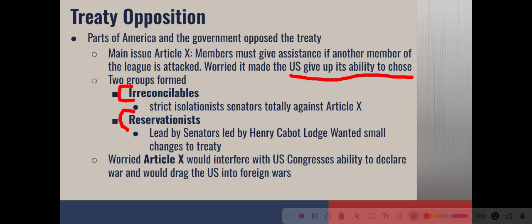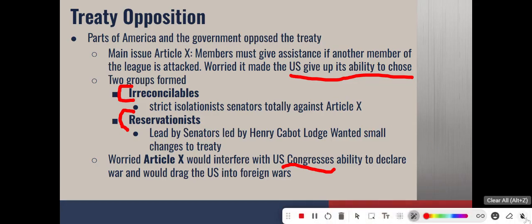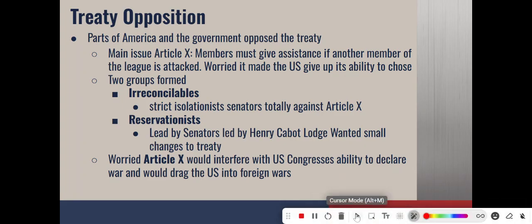And their main concern, again, is that Article 10 would take away Congress's ability to declare war, because Congress in the U.S. Constitution is the government piece that declares war. They're worried that by signing on to the League of Nations, signing the Treaty of Versailles, and having Article 10, the U.S. will have to go to war whenever there's a war, and it won't allow us to choose if it's in our interest to go to war.